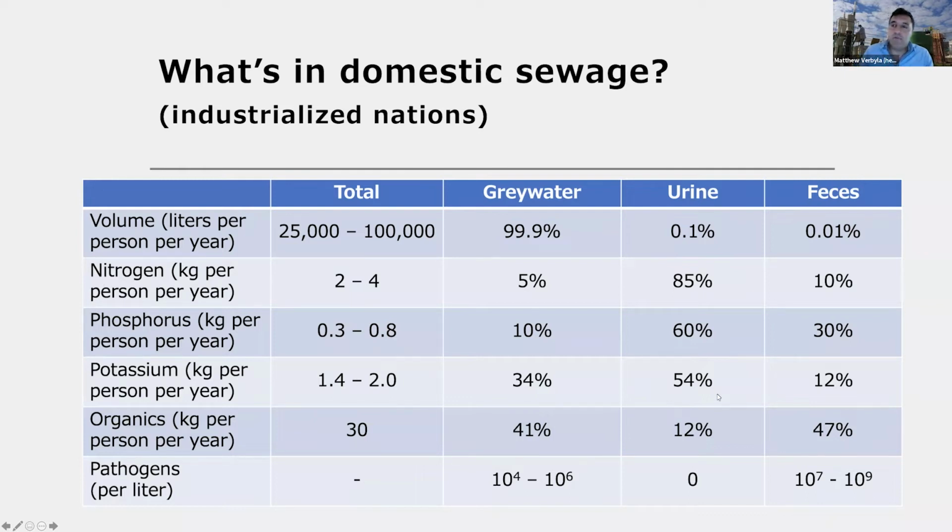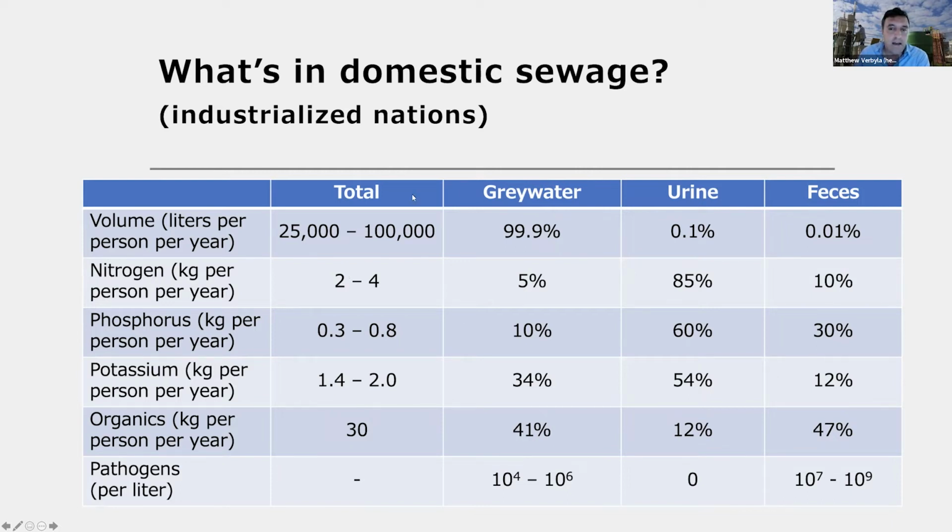Therefore, if we can separate out urine and treat and manage it separately from the rest of the waste, it's possible to recover these nutrients to produce more sustainable fertilizers. Organics are found in gray water, but almost half of the organics are found in feces. And most of the water, as you can see, is found in the gray water. So if we can separate gray water from urine and feces, and manage these waste streams separately, we can more easily recover energy, nutrients, and clean water from these resources.